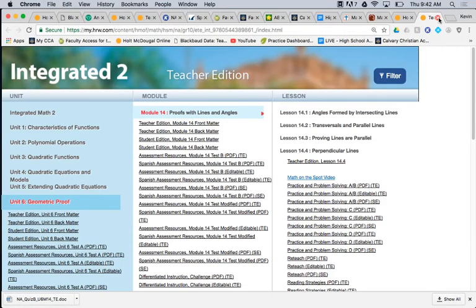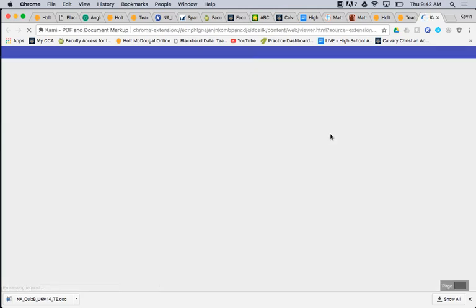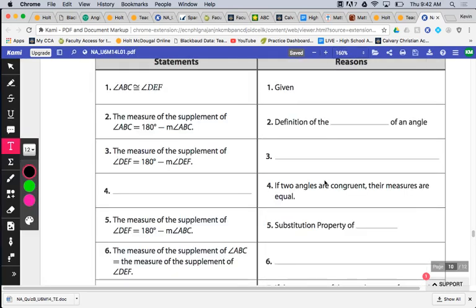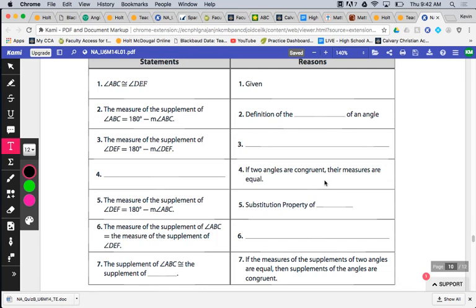Other than that, the last thing to cover is just the proof. So if you're following along in your book, you can turn back to lesson 14.1. And we can go through the proof.